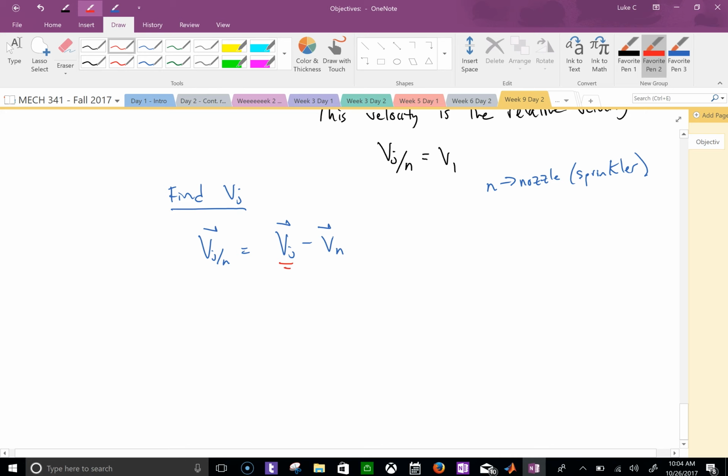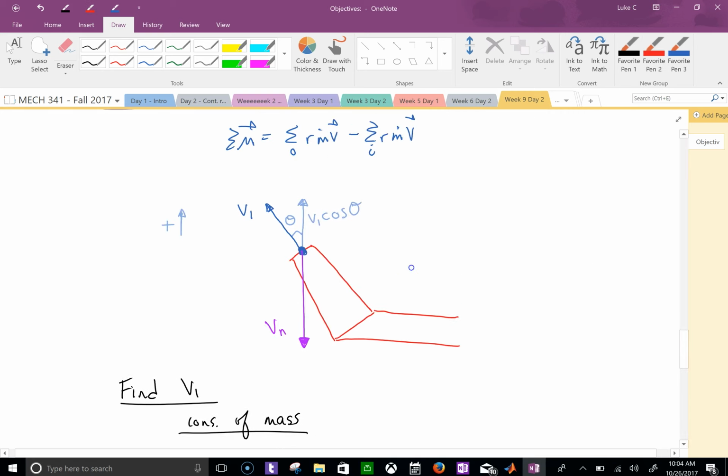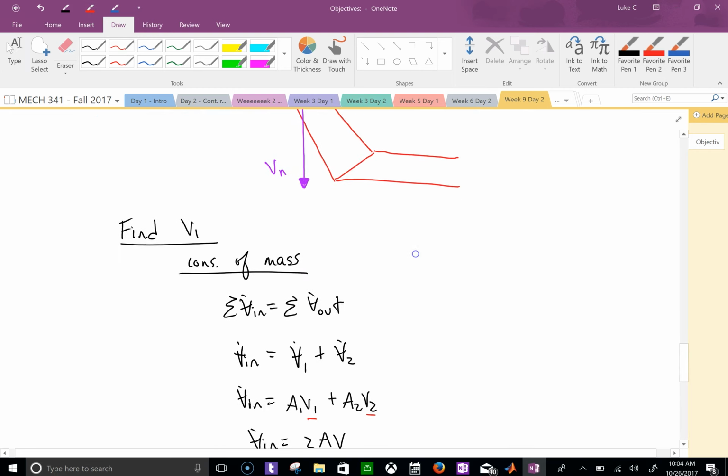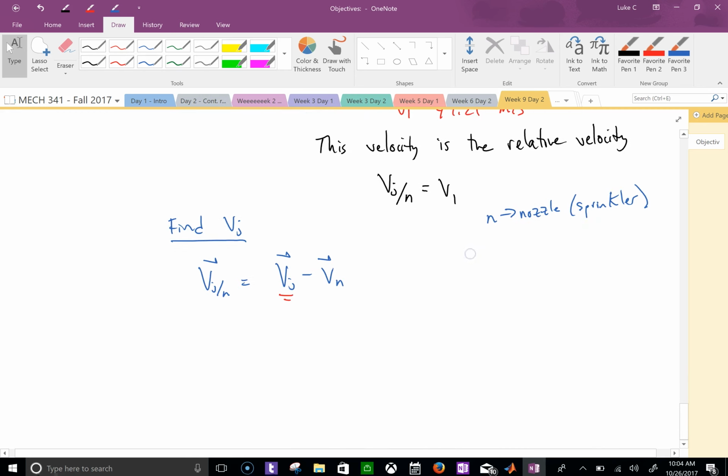Okay, so why couldn't we find it with these calculations we did? Because that's this velocity right here. That's the relative velocity. V1 is the velocity if you're standing on this X right here. So if we know the velocity of the sprinkler or the nozzle, which is this one, and we know this one now, we just found it, what we can do is what? Rearrange for it?